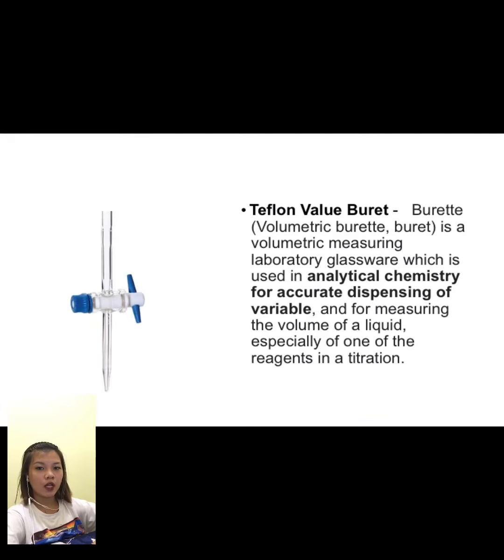Lastly is Teflon stopcock burette. A volumetric burette is a volumetric measuring laboratory glassware which is used in analytical chemistry for accurate dispensing of variable volumes and for measuring the volume of a liquid, especially of one of the reagents in titration.